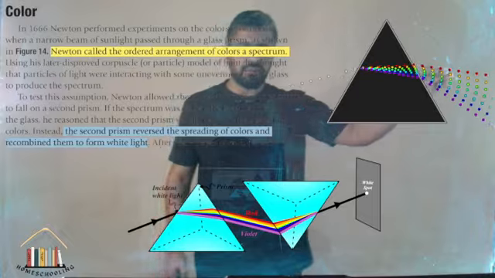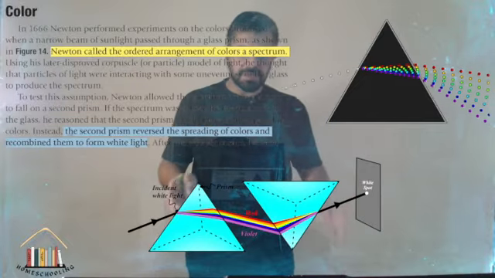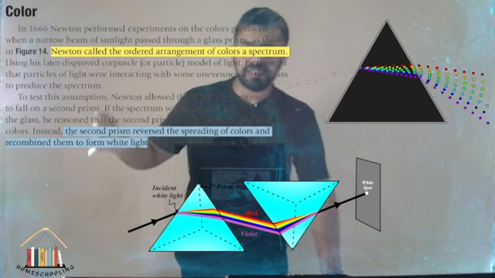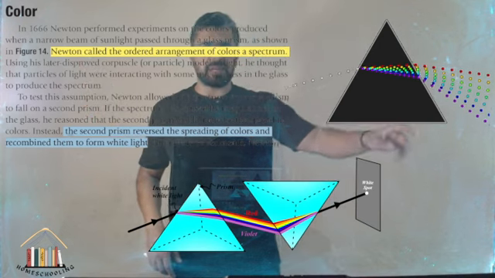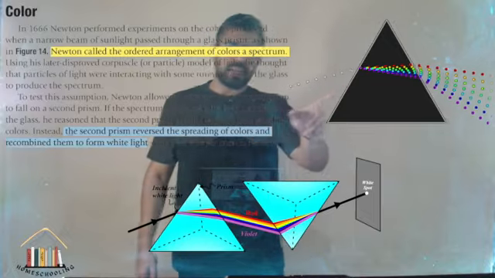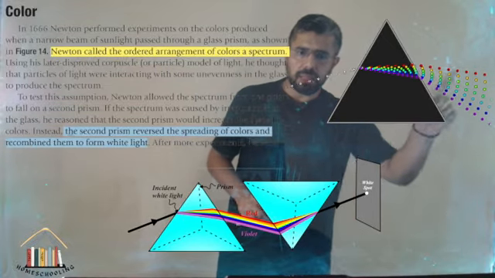We are going from red to violet. This spreading is the outcome of Newton's prism experiment. Again, he is using white light to divide it into multiple colors.